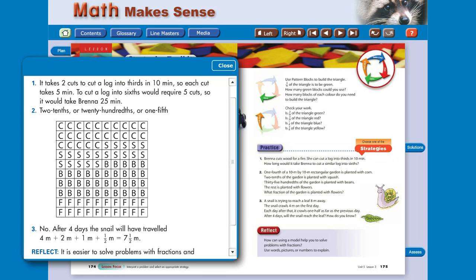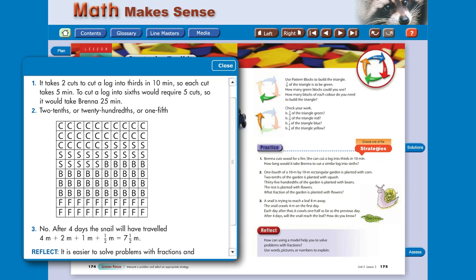And the rest is planted with flowers. Oops, I skipped the corn, so 1/4 of 100. If we divide 100 by 4, that's 25, so it'd be 25 corn. We said 20 squash, 35 beans, and then the rest are flowers. So just by process of elimination, you get the flower amount, filling in the rest of the grid.